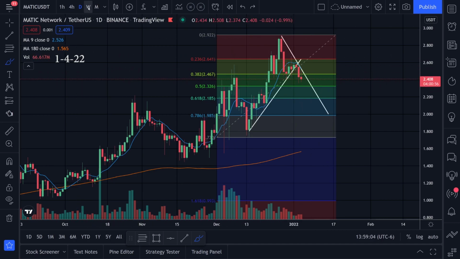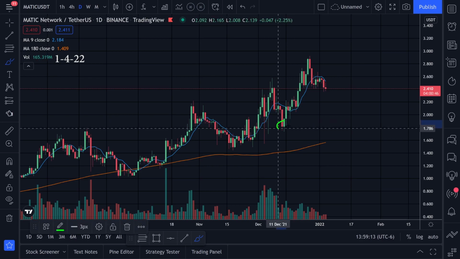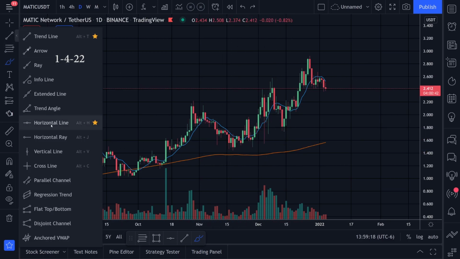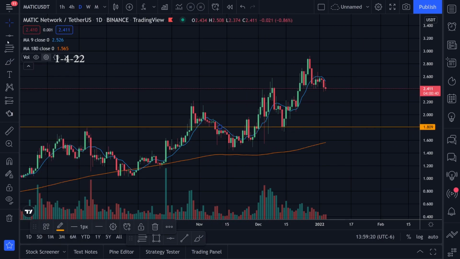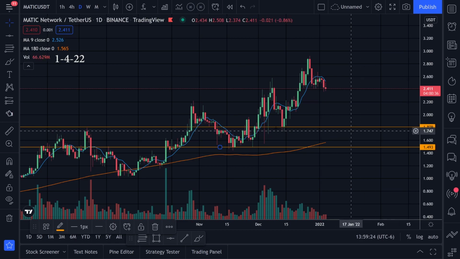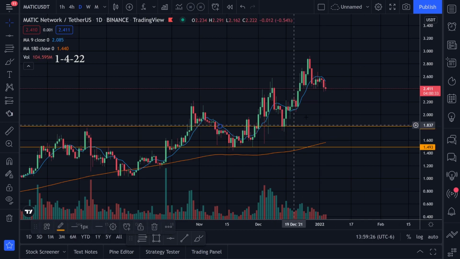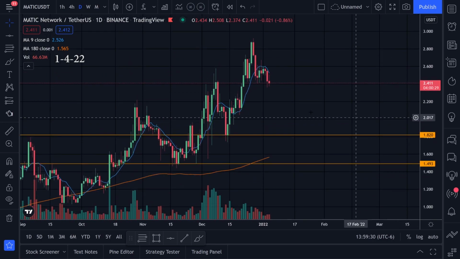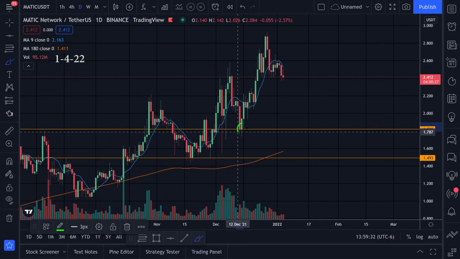But what I'm kind of looking at more are the support levels down here. Let's do a horizontal line, maybe something like this, and then let's do another one somewhere right here. So I think maybe at 1.80, maybe 1.81, maybe do it a little bit above there, somewhere right there, 1.82, something like that. I think that this support level is the level that I'm looking at.